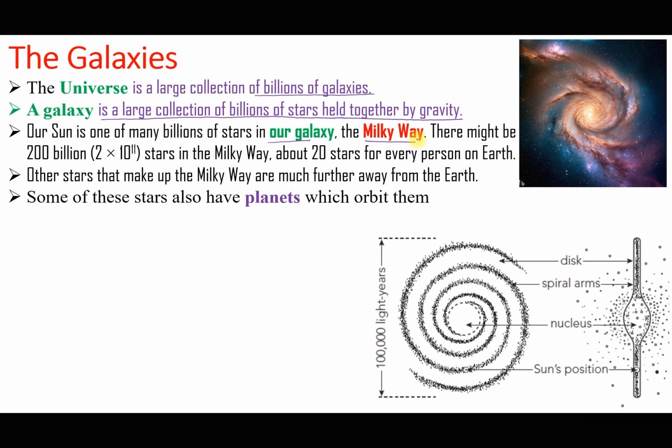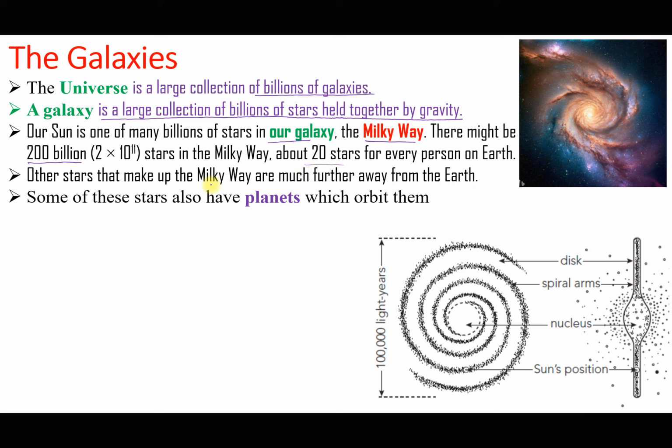So there might be about 200 billion stars in the Milky Way, about 20 stars for every person on Earth. So every person on Earth would have 20 stars if there are about 200 billion stars. Because the population is about, I think, is it about 10 billion people? So everyone would have about 20 stars, for every person on Earth.